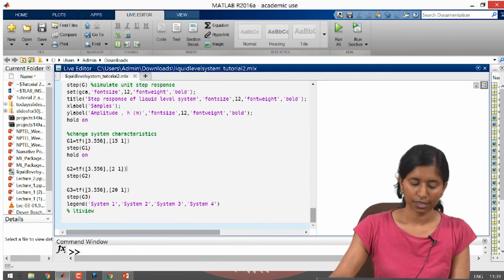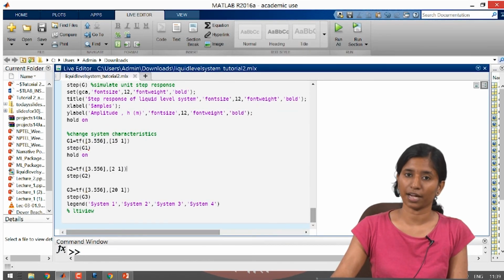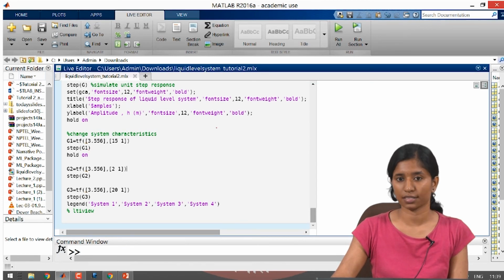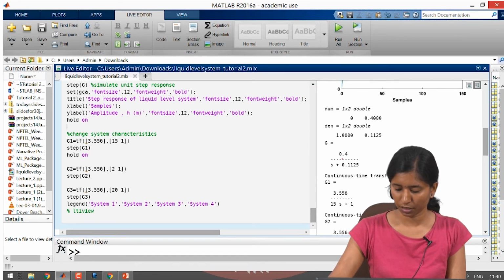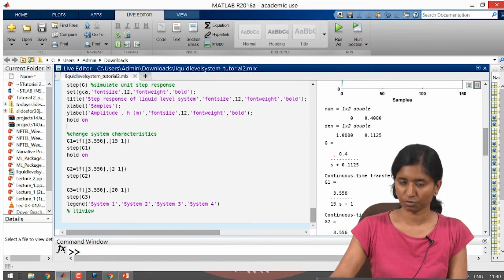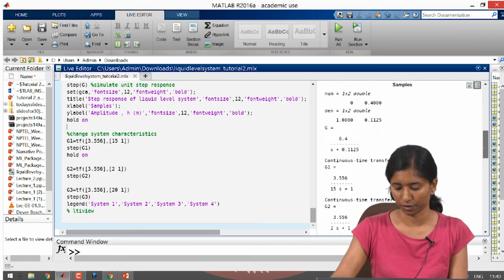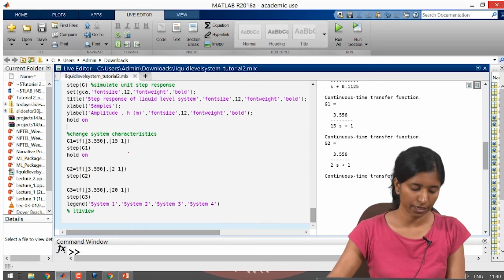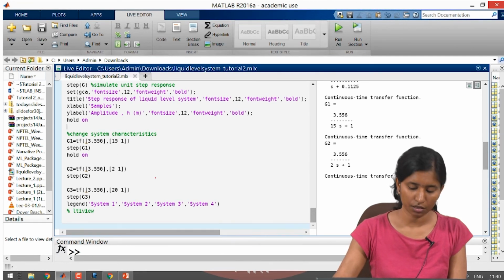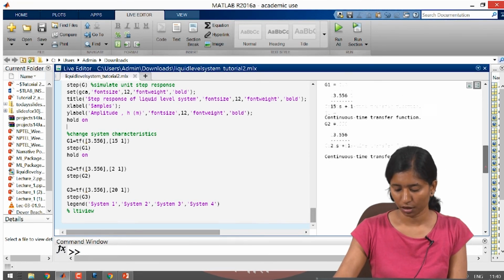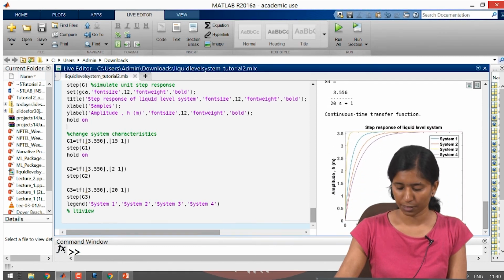Now, let me slightly change the value of the time constant and see how the system response would be. So, this is my continuous time transfer function. First, for my original system, 0.4 by s plus 0.1125, this s plus 0.1125 is the denominator, and the root of the denominator is called the pole. So, in this case the pole is minus 0.1125, and I have simulated 3 other systems G1, G2 and G3 using different values of the time constant, and let us look at the response of the system.